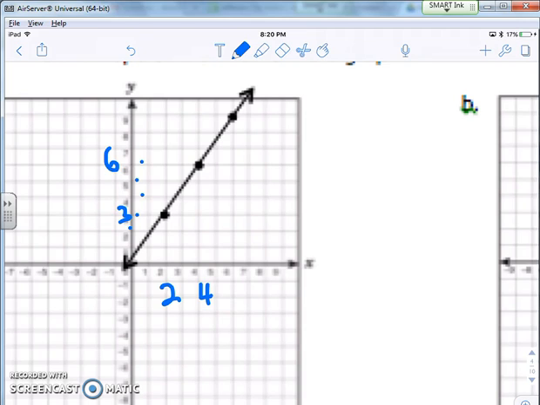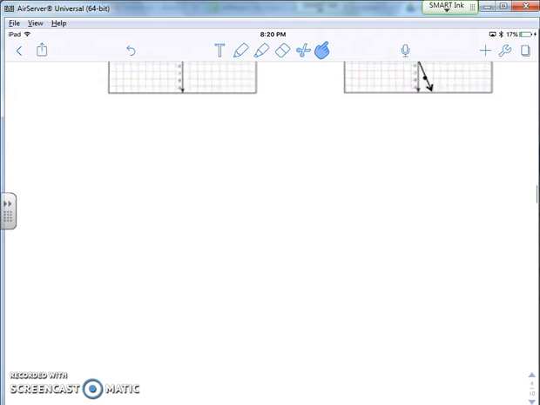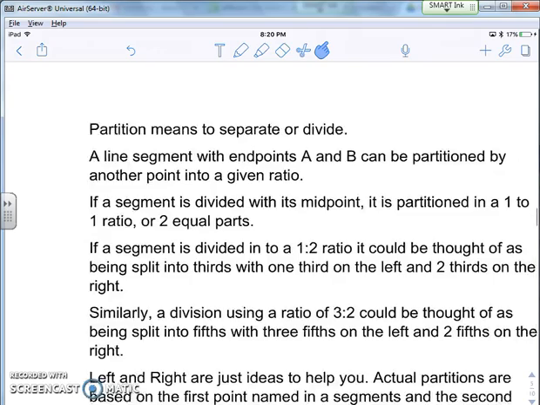So the rise is from 3 to 6. That's a rise of 3. The run is from 2 to 4. That's a run of 2. It's positive. It's sloping upwards. So that is a slope of 3 over 2. Being able to count the slope is important for graphing those quadrilaterals that we've been doing lately. This one, B, would be a negative slope. You can do that on your own if you want.